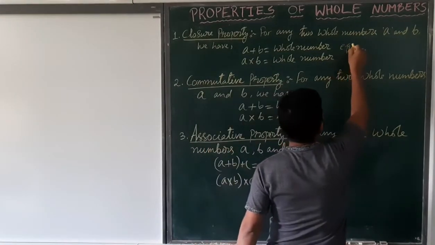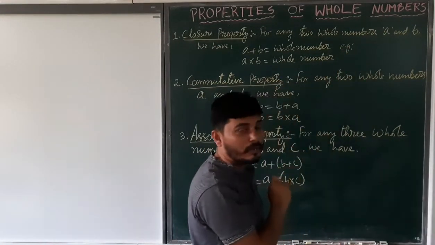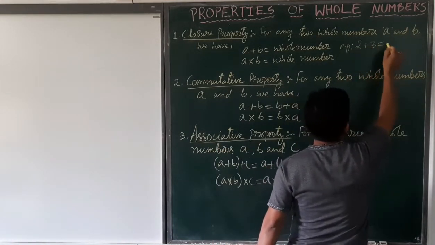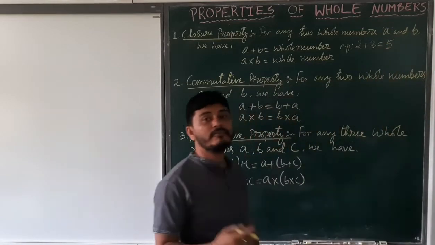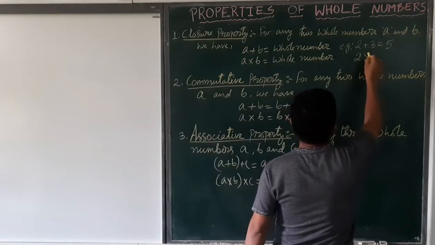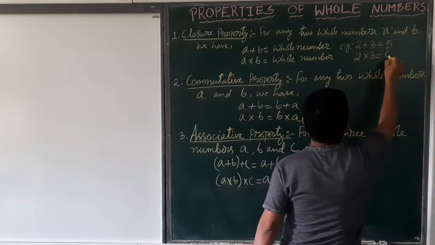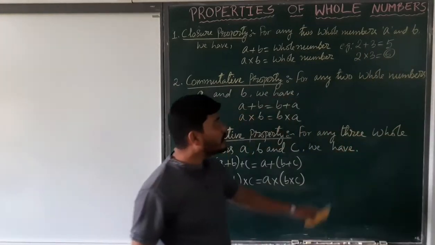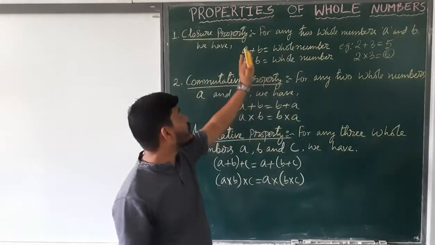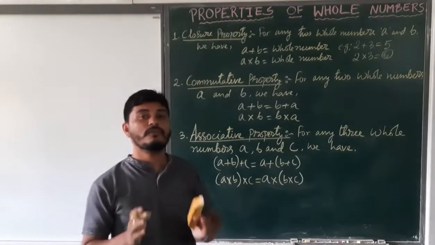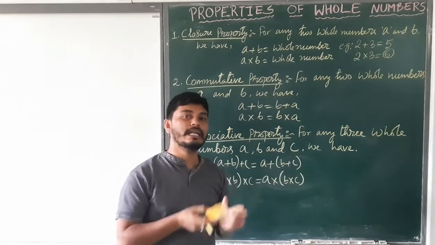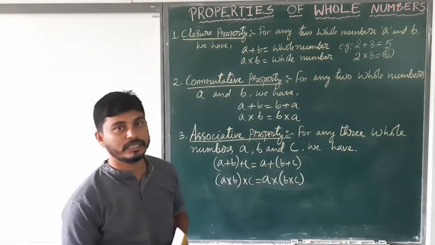For example, when we add any two whole numbers, say let us take 2 and 3, both are whole numbers, and when we add them we get 5, and 5 is again a whole number. And for multiplication, 2 into 3 we get 6. 2 and 3 both are whole numbers, and their product 6 is also a whole number again. So that is what the closure property says. For any two whole numbers a and b, a plus b is also a whole number and a into b is also a whole number.